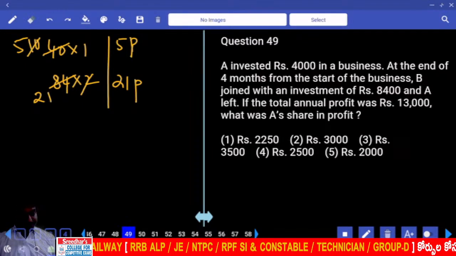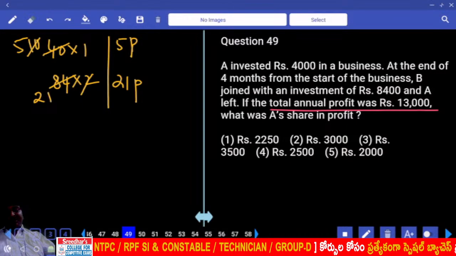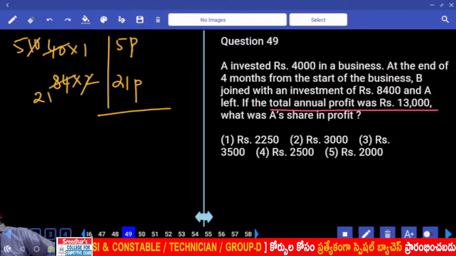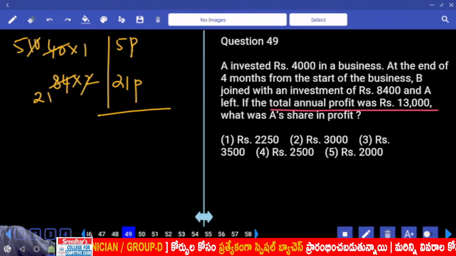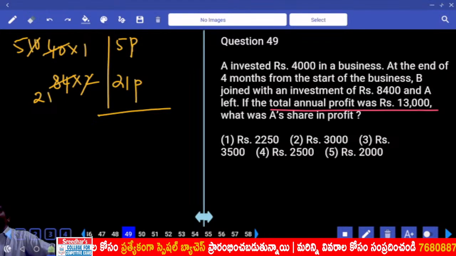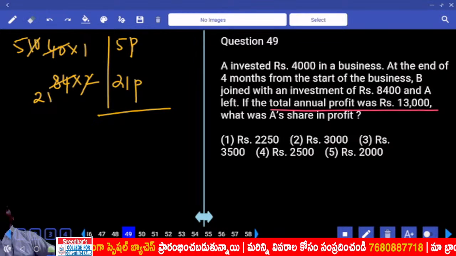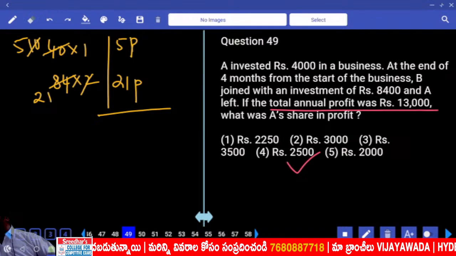26 parts. The total annual profit was 13,000. What was A's share in profit? Total how many parts? What is 1000 times of 26? 26,000. But we have half of that number. That means each part is 500 only. 5 parts will be 5 into 500. 2,500.